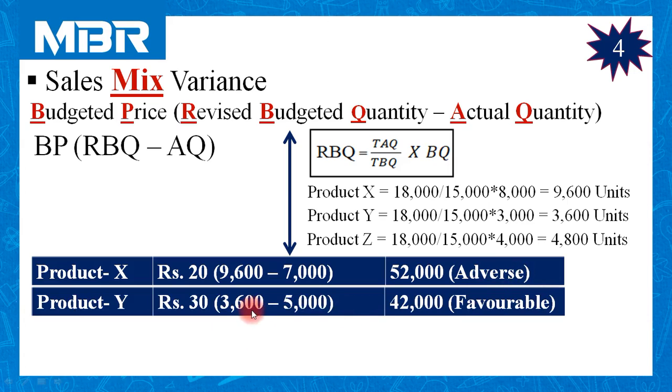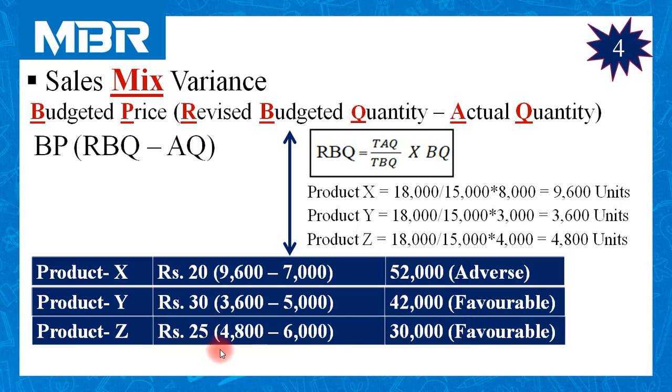For product Y, 3,600 revised budgeted quantity minus 5,000 units actually sold by the company, multiplied by budgeted price rupees 30. 1,400 multiplied by rupees 30, resulting in a total amount of 42,000. And as compared to revised budget, actual quantity goes up. So the result is defined as favorable.